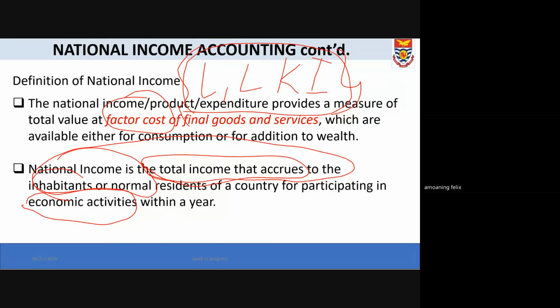And we are also saying that this income should come from the person engaging in economic activity. So this tells us that there are some incomes that people get without necessarily engaging in economic activity.